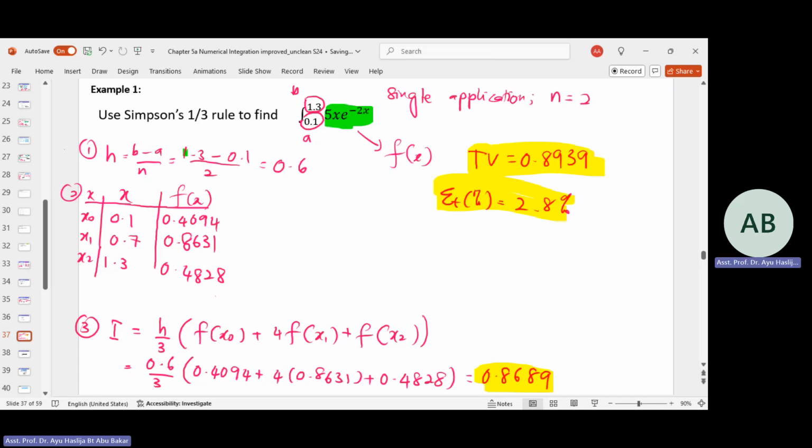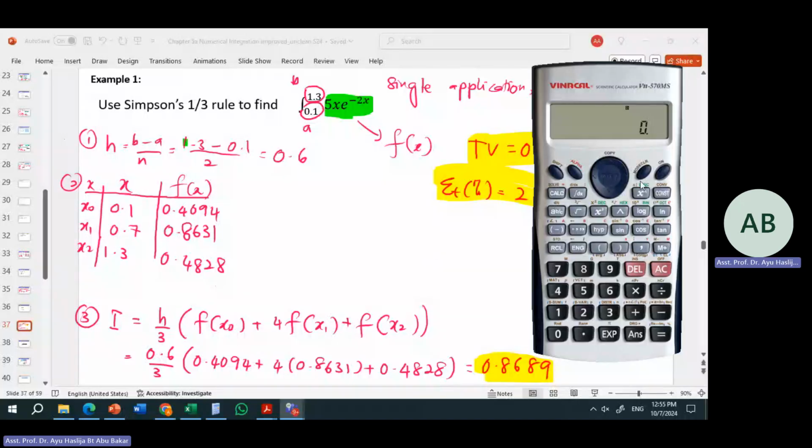Calculator. Okay, which one? Using the function. Substitute the function, the function given. This one, this is the function. Okay, how to find true value? Again, using calculator, function integration, sub in your equation. Okay, this is your equation, f(x).